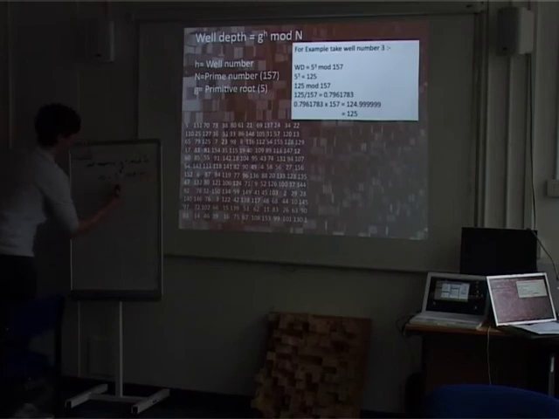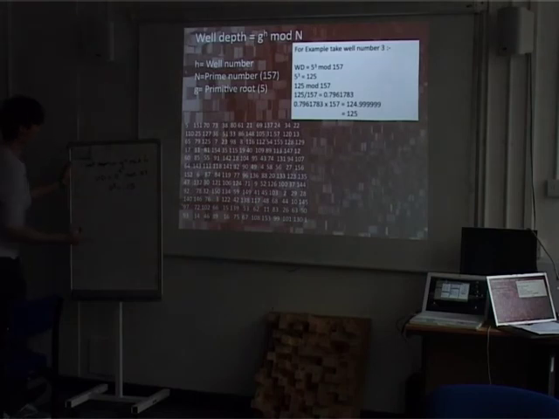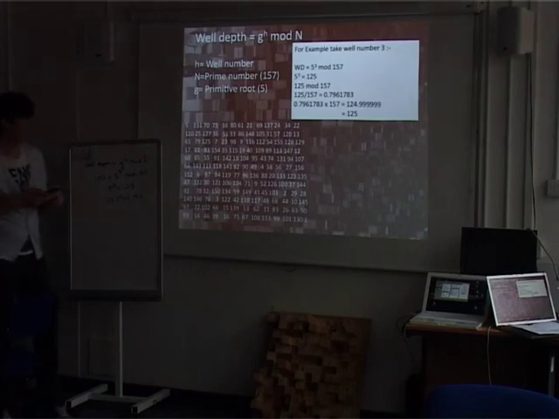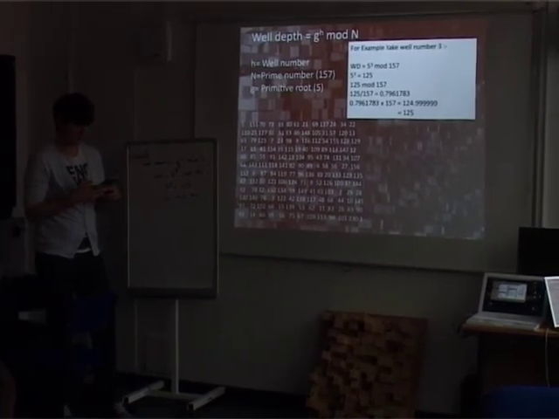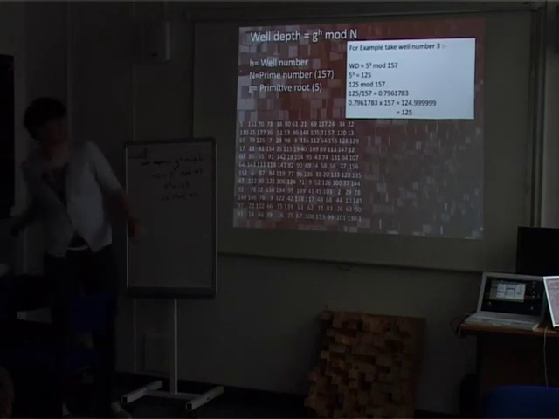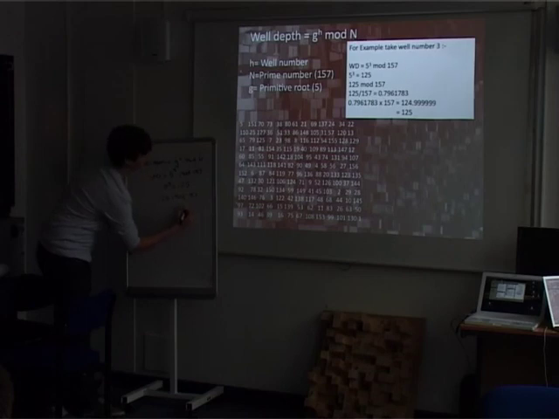So, mod 157. You work out 5 to the 3, which is 125, and then you go 125 mod 157. To work out the modulus, you go 125 into 157, and then just calculate the decimal point, which is the answer there, 0.796.